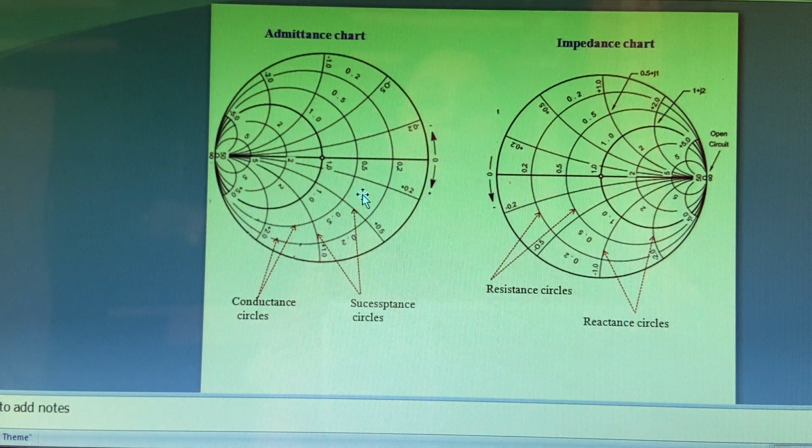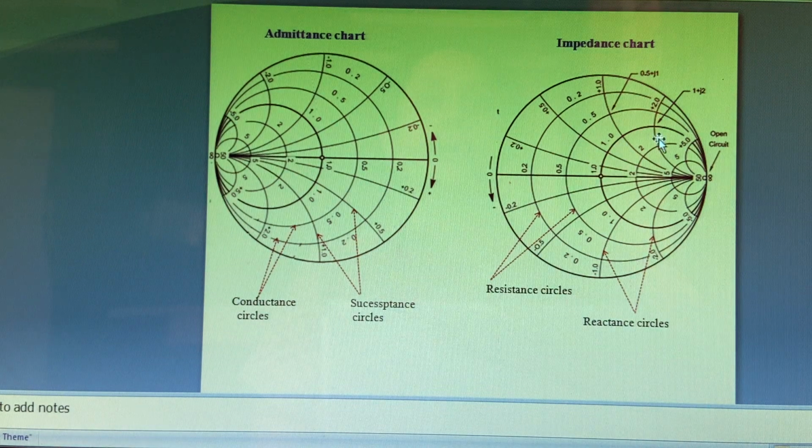As we discussed, we studied the resistance circles and reactance circles, and two more sets of circles, the conductance circles and the susceptance circles. The susceptance values are written outside each susceptance circle, minus 5, minus 2 like that. Similarly, the reactance values are written outside these reactance circles.